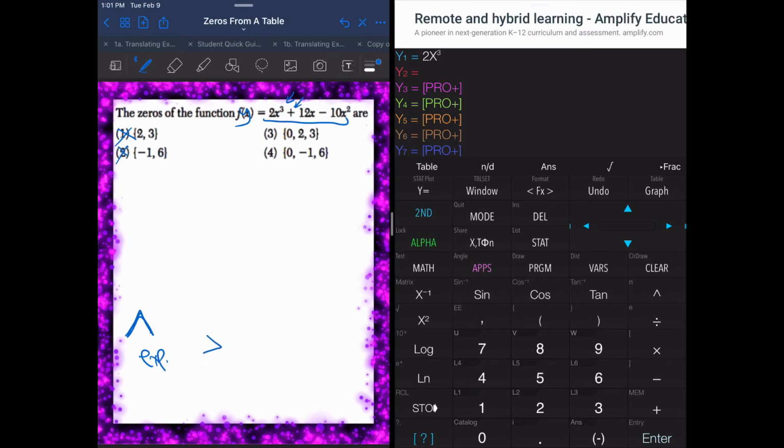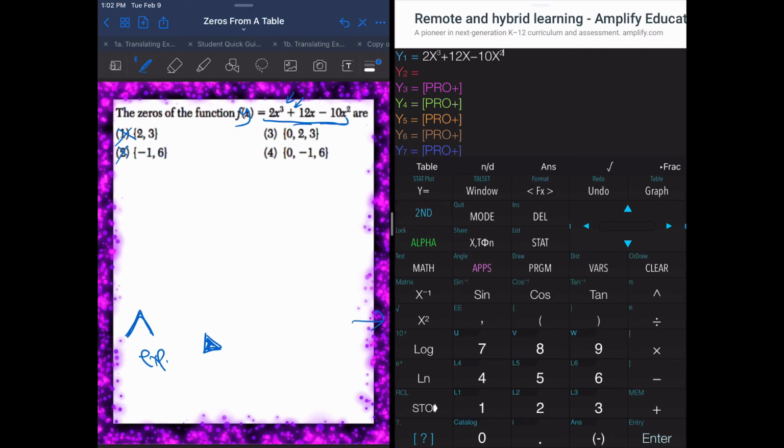So you use the right arrow right here above clear to go back down, and then you type the rest of the expression, plus 12x, and then minus 10x squared. You could also do the caret button for a squared, but we have a squared button already done, so it doesn't really matter.